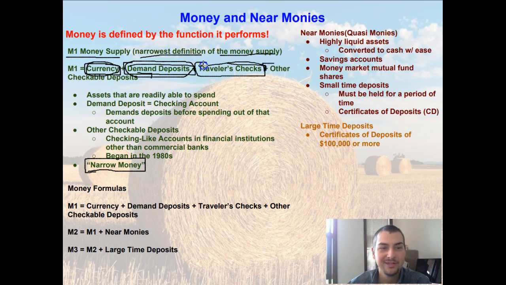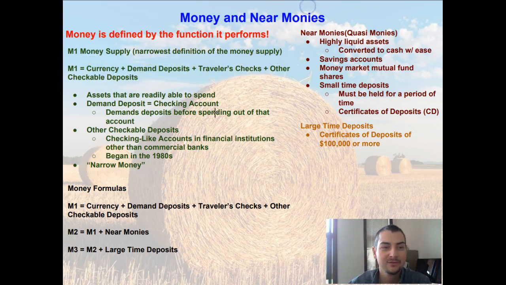What about a traveler's check? They're actually bought so that you can go to other places and travel and buy things with these checks. So you can buy things with a traveler's check. These other checkable deposits are basically checking accounts that you can buy stuff with. So whenever we're talking about the M1 money supply, we're talking about assets that are readily able to spend, assets we can take and buy something with right here, right now, if we want to.